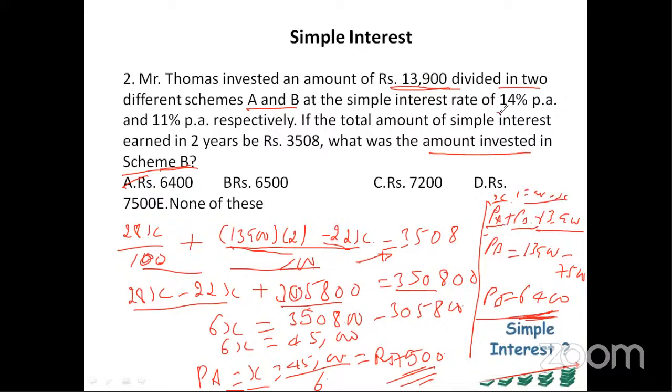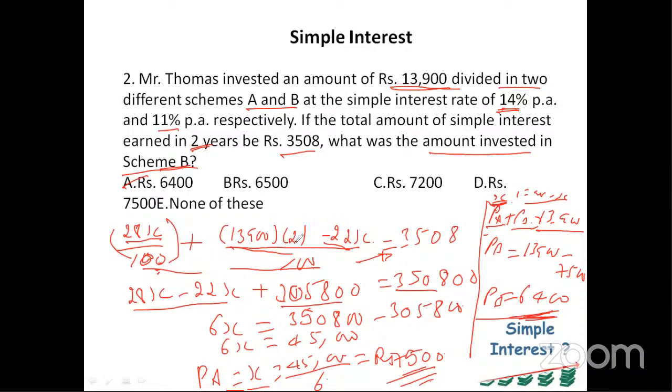For example, the rate of interest for the first scheme is 14%, and for the second scheme, it is 11%. T is already given, 2 years. That is also the same. And the total simple interest is given, 3,500. So what we did, we simply used PTR by 100. For the first case, P means X, T means 2 and R means 14. So 2 into 14, 28, 28 into X, 28X divided by 100. This is for the first scheme.